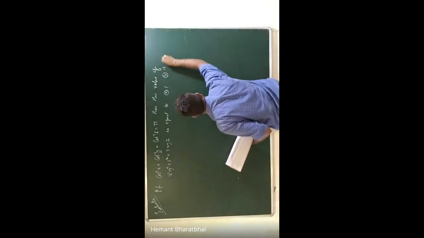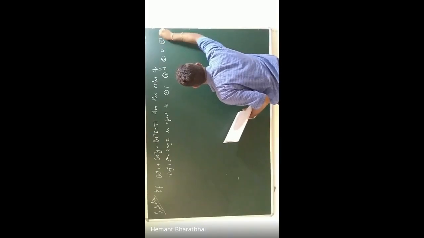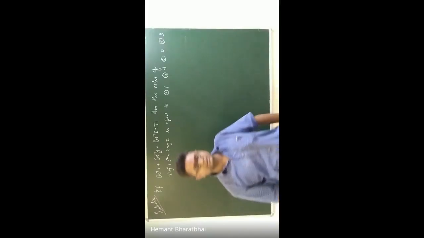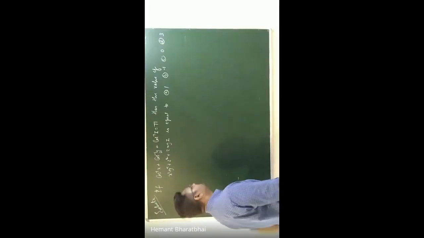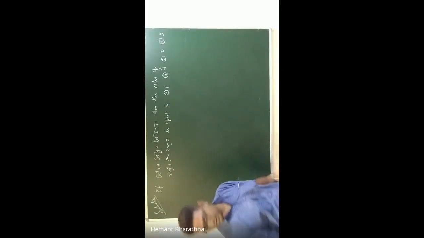option A 1, option B minus 1, option C 0, option D 2. This has come in your IIT 2007. A similar sum we had solved in the last class also, but at that time you had a different value. This time you have some different value. Okay, and then you have to concentrate on this given equation also.